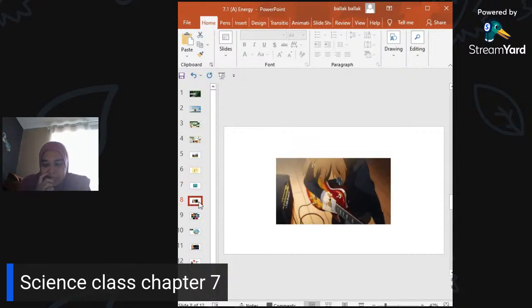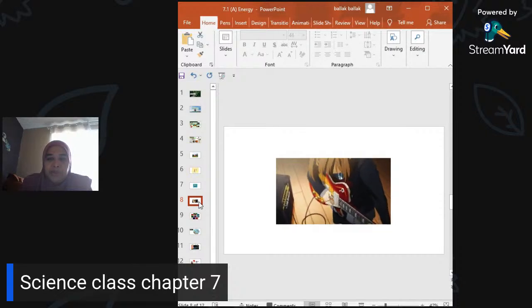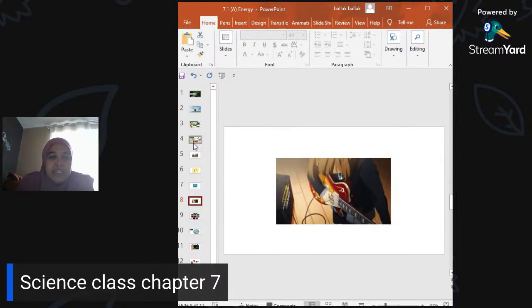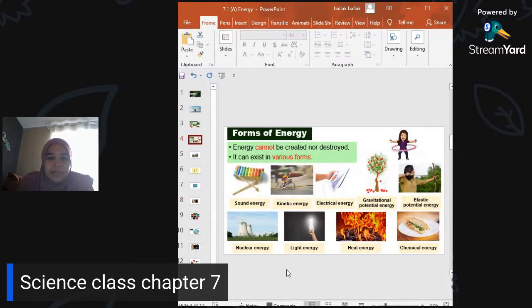Which energy is this? What kind of energy will be produced by the guitar? Can anyone tell me? When you pluck the guitar, what energy is produced? Which energy is produced?